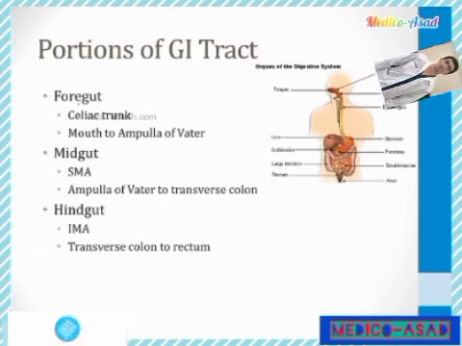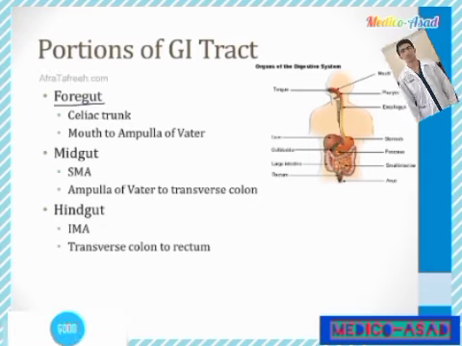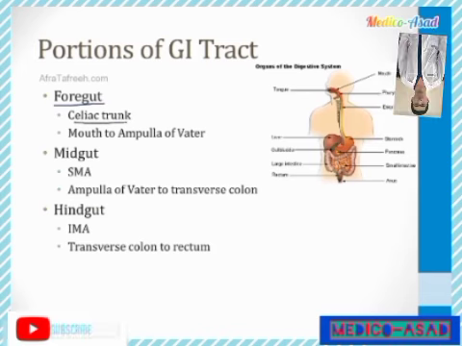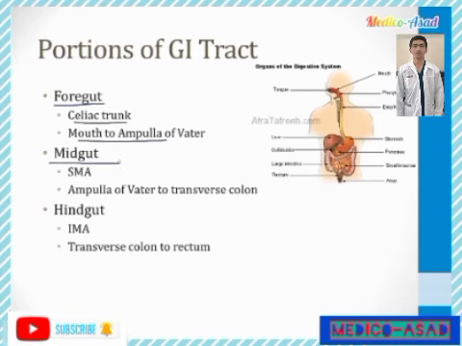So this slide summarizes the different portions of the GI tract and where they derive from in the developing embryo. The foregut gives rise to everything supplied by the celiac trunk, and that's all the structures from the mouth to the ampulla of Vater. The midgut gives rise to everything supplied by the superior mesenteric artery, or SMA.